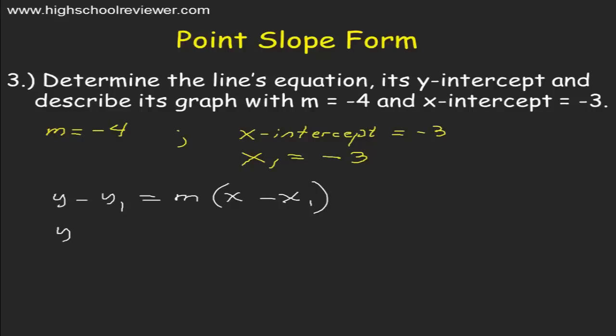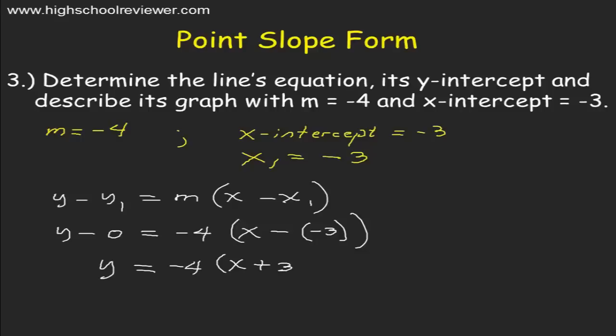So we have y minus, our y sub 1 is not present, so this will be 0, equals the slope, which is negative 4, multiplied by x minus the x-intercept, or x sub 1, that is negative 3. So this will be y equals negative 4 multiplied by x, and negative times negative will be positive 3. So y is equal to negative 4 times x, that is negative 4x, and negative 4 times positive 3, that is negative 12.